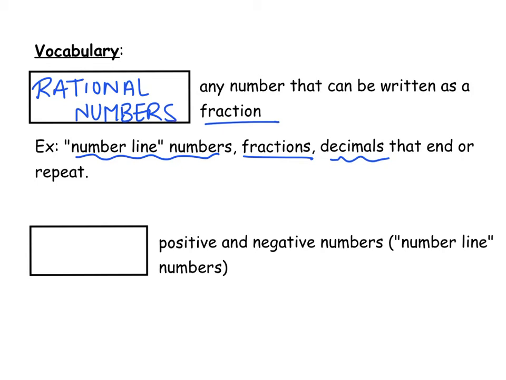Now, going further in depth, one type of rational number are our number line numbers. These positive and negative numbers and 0, which are our number line numbers, we talked about them yesterday, and they are called integers. Integers.